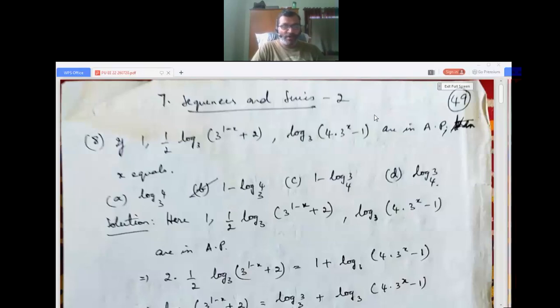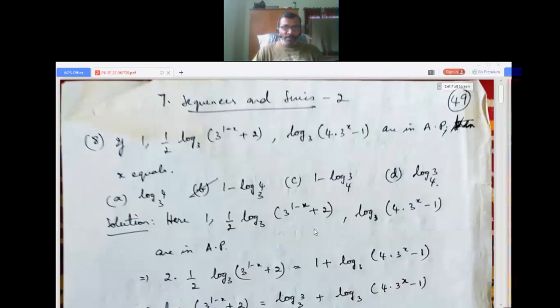The eighth question: if 1, half log base 3 of 3 power 1 minus x plus 2, and log base 3 of 4 into 3 power x minus 1 are in AP, that is arithmetic progression, then x equals A) log 4 base 3, B) 1 minus log 4 base 3, C) 1 minus log 3 base 4, D) log 3 base 4. So once again I repeat the question.